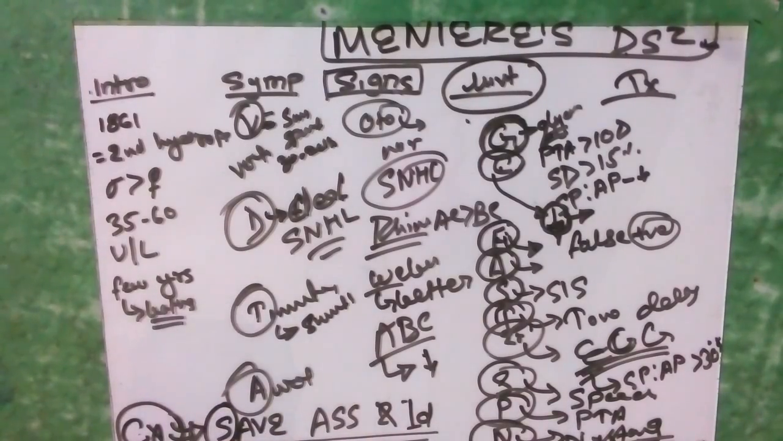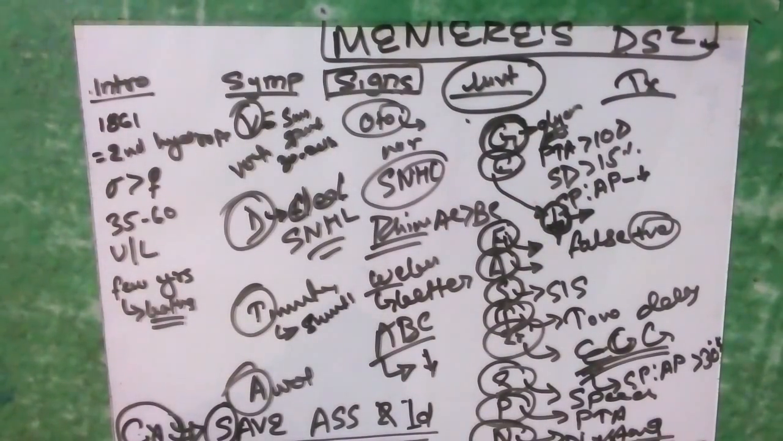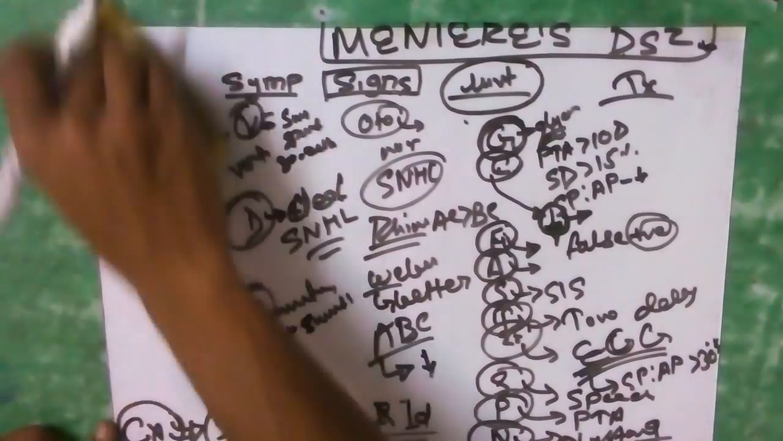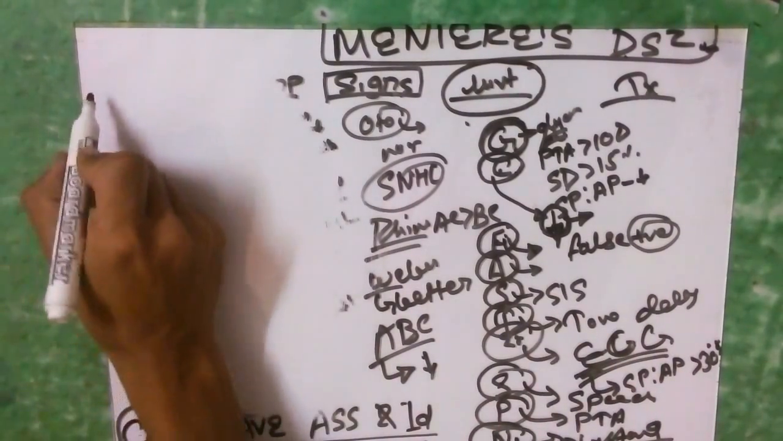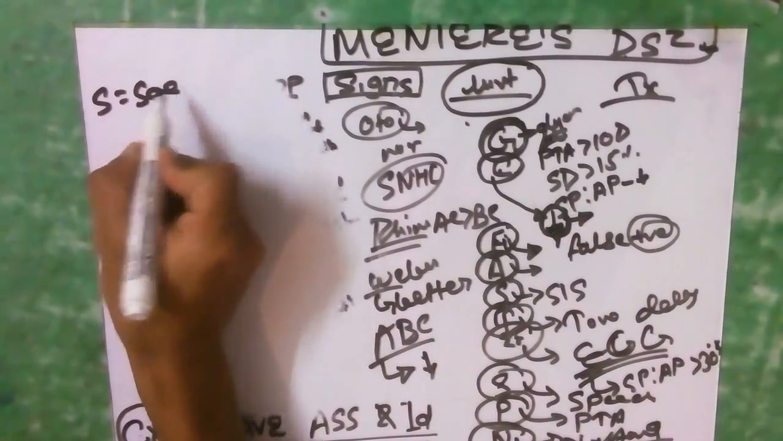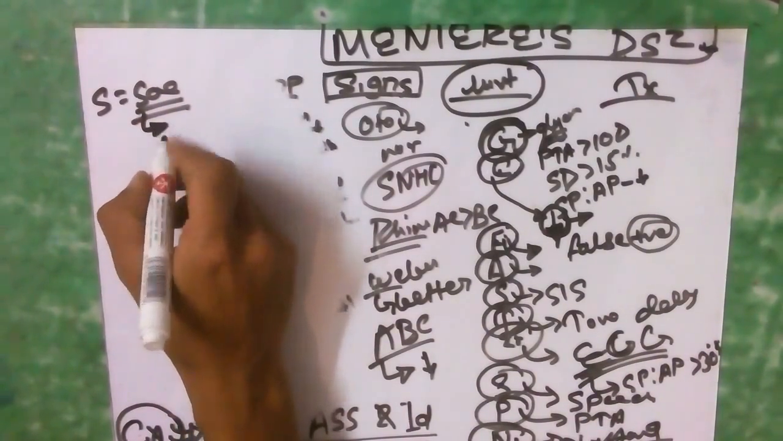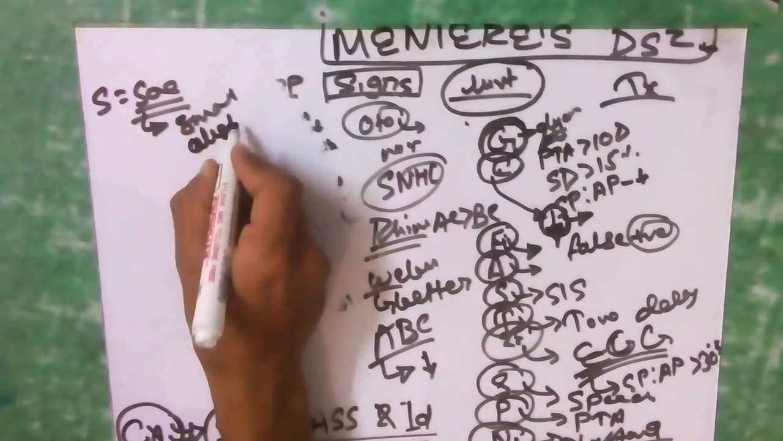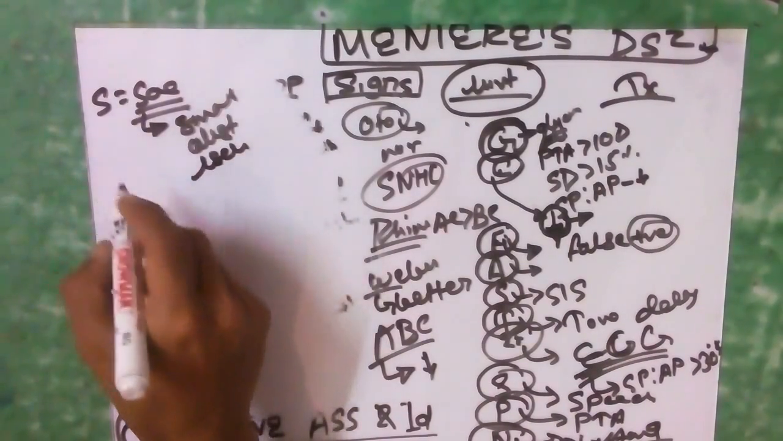S means sac, that is the endolymphatic sac. There is an abnormality in the endolymphatic sac. Either it could be small in size, there could be an obstruction in the sac, or any ischemia in the sac. This was S.